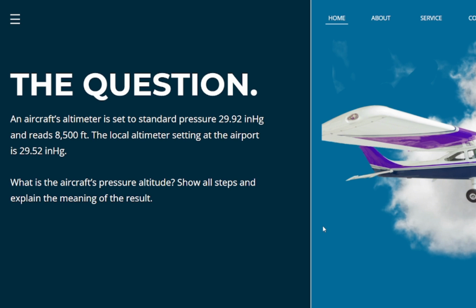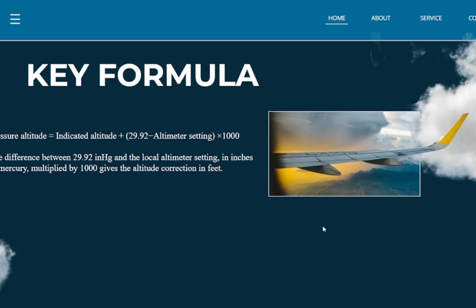The famous question is here. An aircraft altimeter is set to the standard pressure of 29.92 inches of mercury and reads 8,500 feet. The local altimeter setting at the airport is 29.52 inches of mercury. What is the aircraft's pressure altitude? Show all steps and explain the meaning of the result. Frame the question, take a picture, stop the video, do what you need to, make sure you have that question down. And let's go ahead and work it out together.